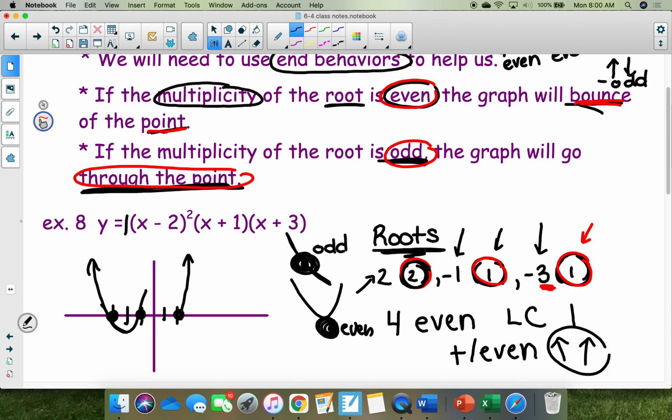So I'm going to turn and get over to the 2. And do you see how it bounces off with a dot? And that's my final answer. That's what the graph of (x minus 2) to the second times (x plus 1) times (x plus 3) looks like. Okay, let's do another one.